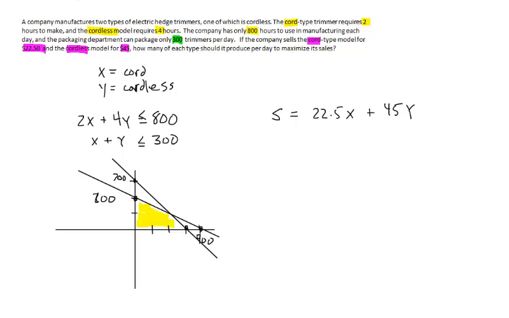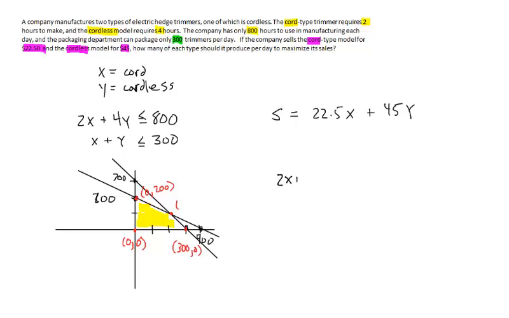Now we need to take a look at the corner points. We have (0, 200), where these two lines intersect, and (300, 0). We need to find that value. We have (300, 0), and we're also going to check (0, 0). In order to find where these two lines intersect, we're going to rewrite our two equations, solve for y, and set them equal to each other.